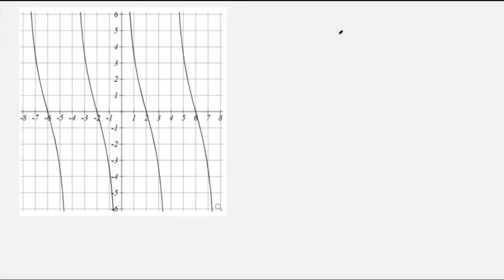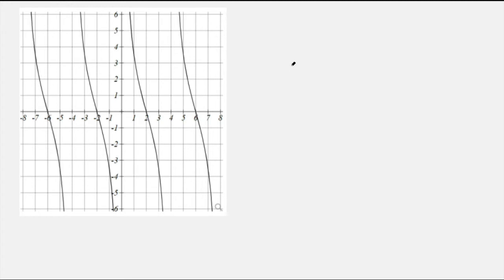For this graph, we want to find the equation for the function that's represented here. The first thing to notice is that we have an asymptote on the y-axis. And when you have an asymptote on the y-axis, that means that it'll be pretty easy to write it as a cotangent function because that's x equals 0, and cotangent of 0 is undefined.